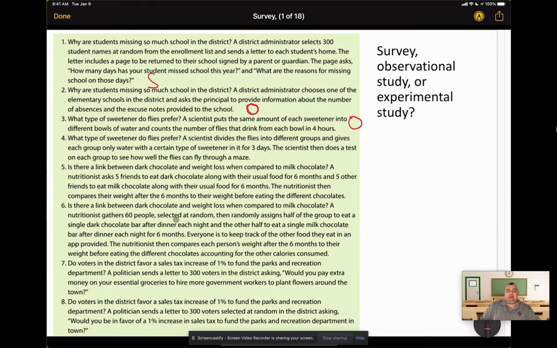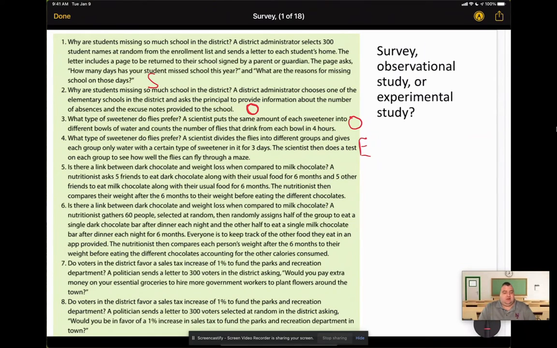Notice in this particular case, the scientist actually divides the flies into groups and forces the flies to drink a certain type of sweetener. So there is that interaction. In addition, the scientist has the flies do a test. Again, there's interaction involved. So this is actually going to be an experimental study because of that interaction component. So I'm going to label number 4 E for experimental study.